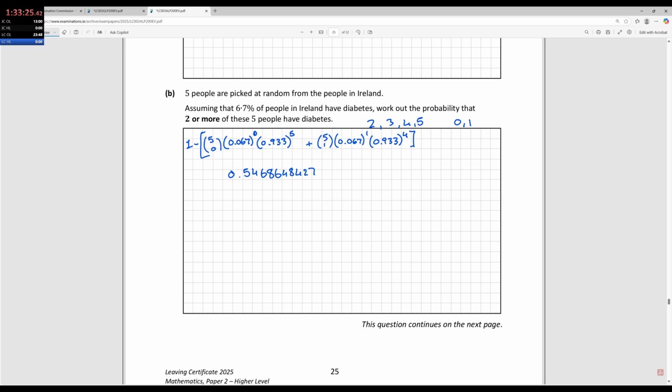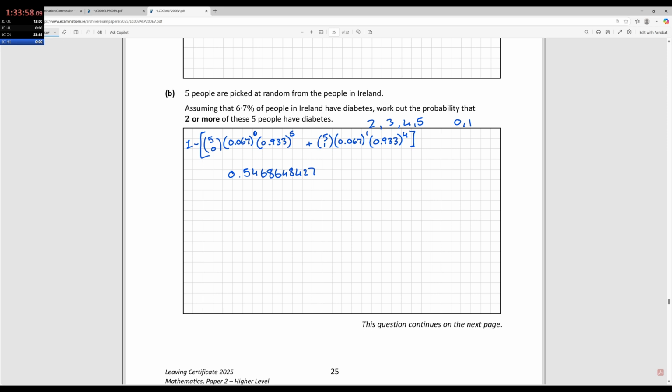Have I done this the right way around? Assuming that 6.7% of people in Ireland have diabetes, work out the probability of 2 or more. 2, 3, 4, 5. 0, 1 is the opposite of that. We'll do 0 and 1. Probability of 0 people out of 5 would be 5 choose 0, 0.067 to the power of 0, 0.933 to the power of 5. Oh, I've done something wrong. I typed something in wrong, I think, actually. Yeah, the number should be much smaller. Hold on, I typed something in wrong.